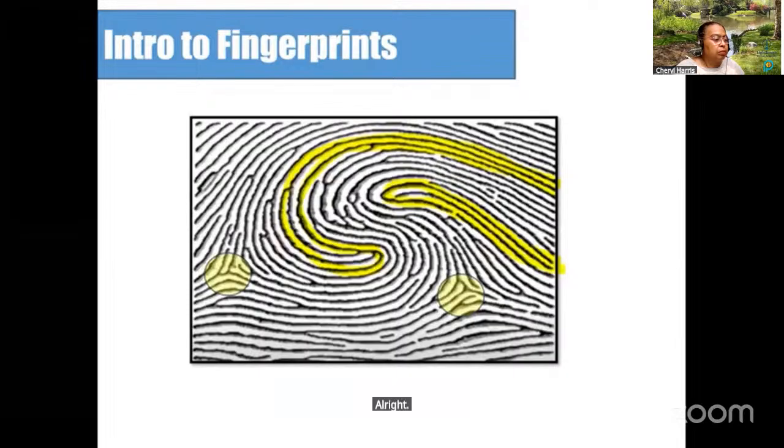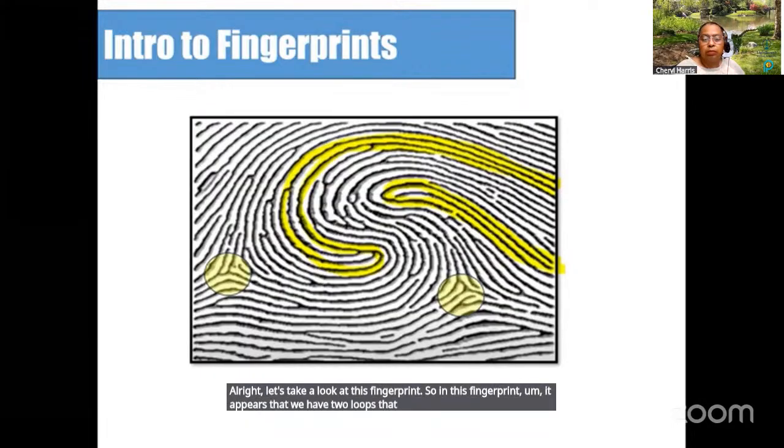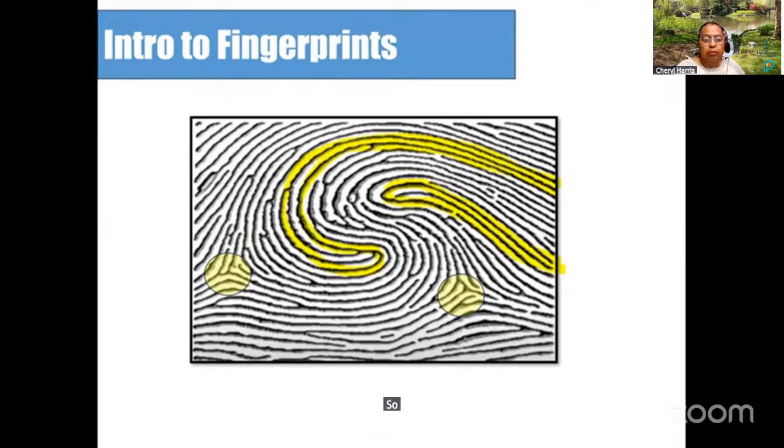All right, let's take a look at this fingerprint. In this fingerprint, it appears that we have two loops that wrap around each other. I've highlighted in yellow the two loops, and they're kind of intertwined. We also see two deltas, which are also highlighted here. So two loops that wrap around one another, two deltas. This is going to be a double loop whorl.